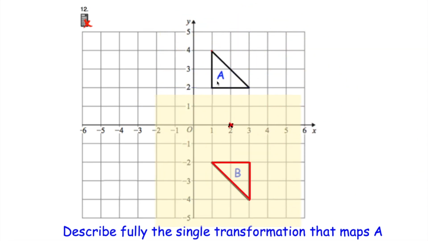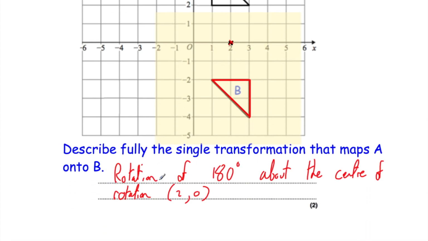And as you can see, if we rotate triangle A 180 degrees about the point 2, 0, it lands on top of B. And that's it. So that's going to be our transformation, a rotation of 180 degrees. We don't need to say clockwise or anti-clockwise, about the point 2, 0. So let's write that down. I've just written down a rotation of 180 degrees about the center of rotation 2, 0. Okay, let's have a look at another question.